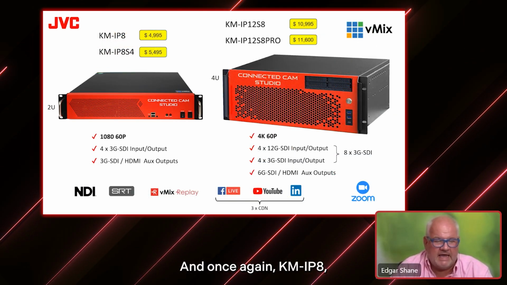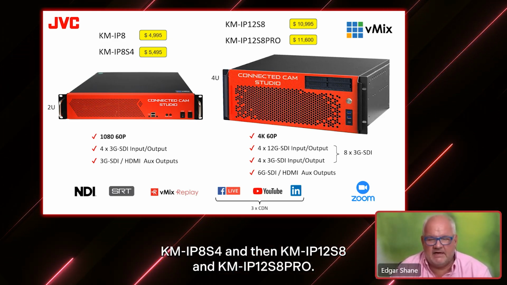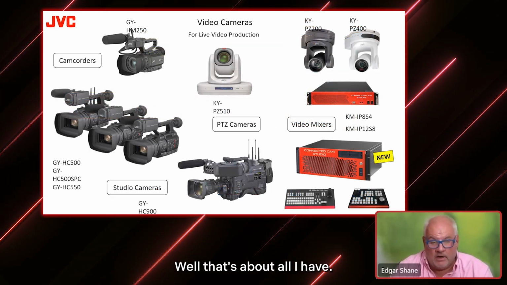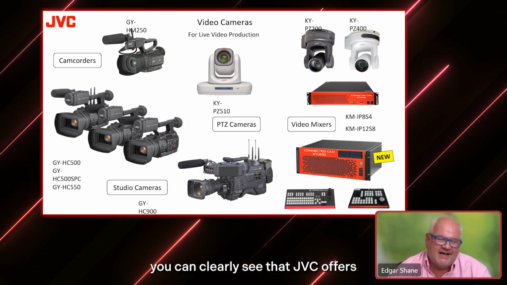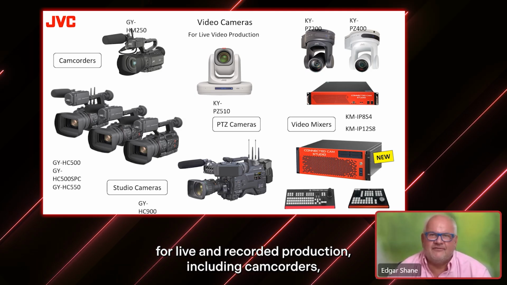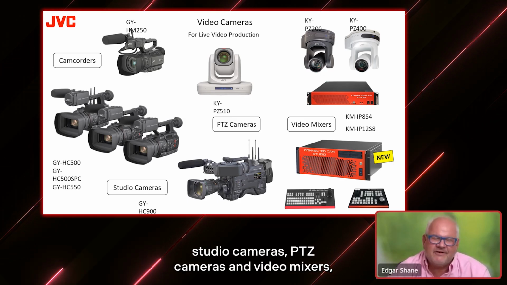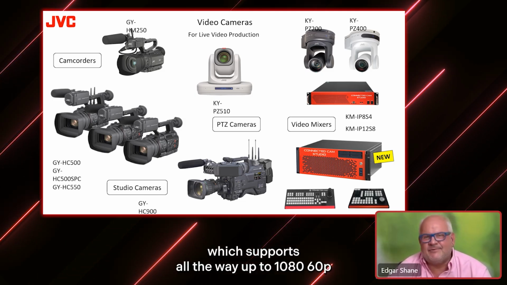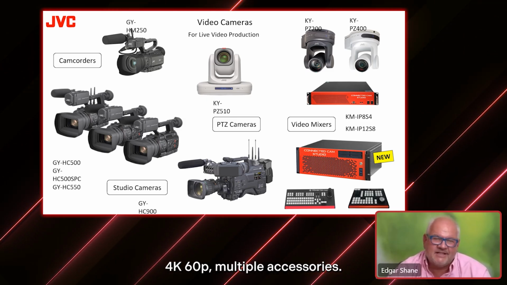And once again, KMIP8, KMIP8S4, and then KMIP12S8 and KMIP12S8 Pro. You can see all the functions and you can see list prices here. Well, that's about all I have. You can clearly see that JVC offers a complete set of production tools for live and recorded production, including camcorders, studio cameras, PTZ cameras, and video mixers, which support all the way up to 1080 60p, 4K 60p, multiple accessories.